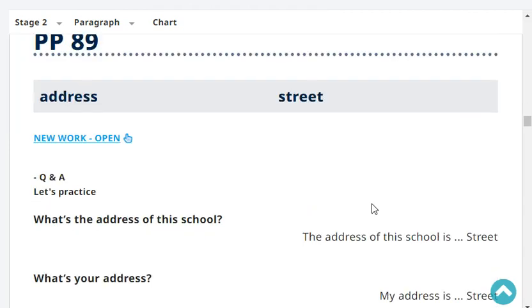First question. What's the address of this school? The address of this school. The address of this school is 123 Street.